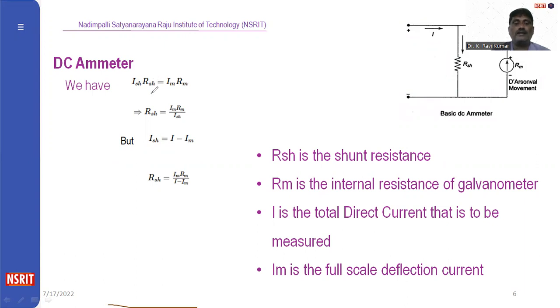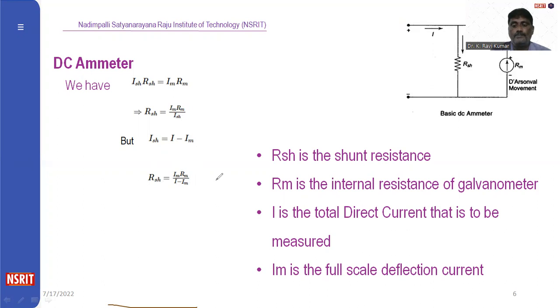From this, we want to calculate RSH, the shunt resistance. The shunt resistance is equal to IM RM divided by ISH. Actually, what is ISH? I is the total current, which is divided into ISH as well as IM. So ISH is the total current subtracted by IM, that is I minus IM. Now replace ISH with I minus IM. Then RSH is equal to IM into RM divided by I minus IM. This is the value of RSH.